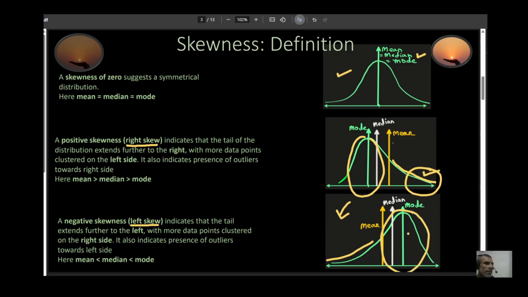This also indicates, just like the top one, that your outliers are present towards the left side of your curve, which is on this side. That's why your curve is extending in this direction. Here, my mean is going to be smaller than median, which is going to be smaller than mode.